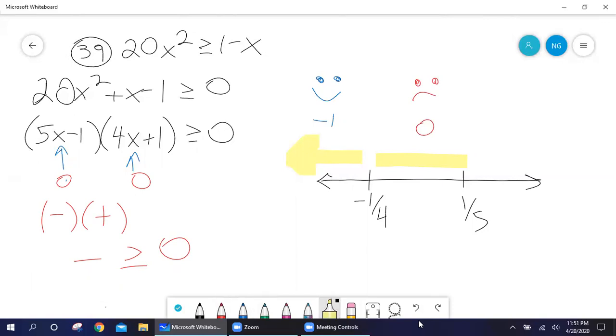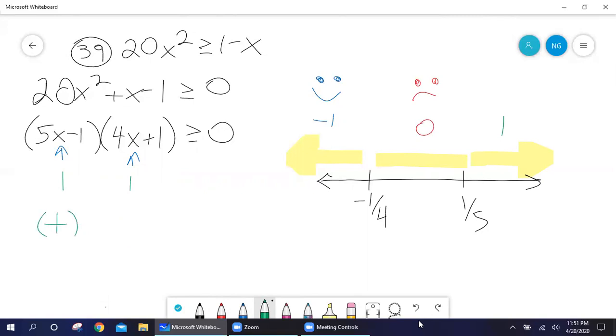And if I test something on the right side, say the number 1, that's going to give me a positive and another positive, which will be positive. Those are greater than or equal to 0. So numbers on the right side work.